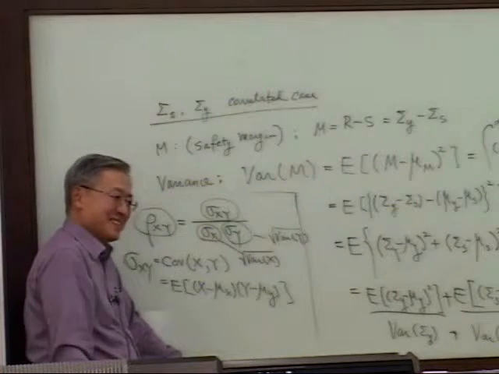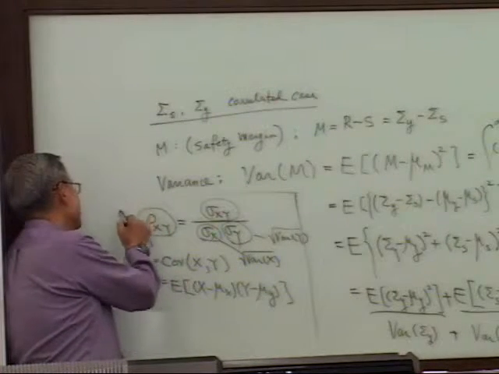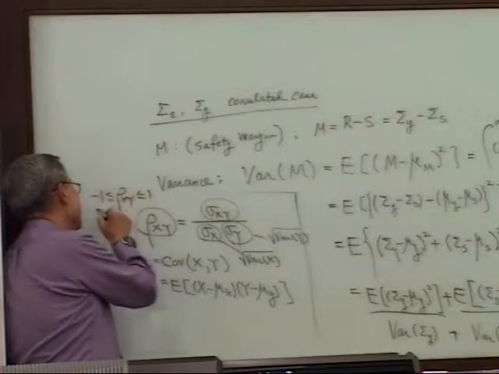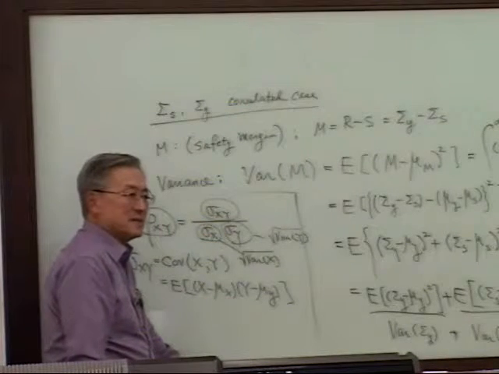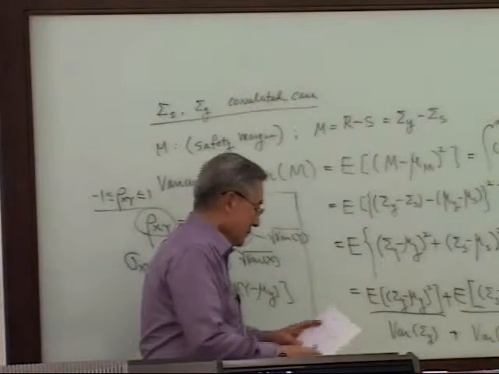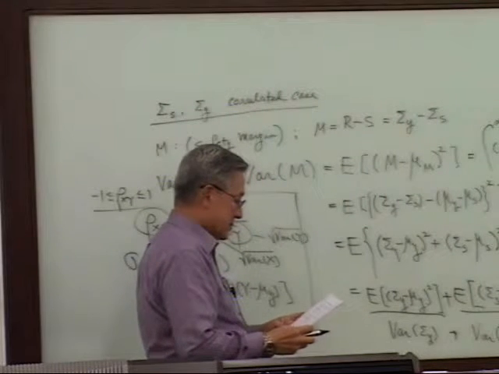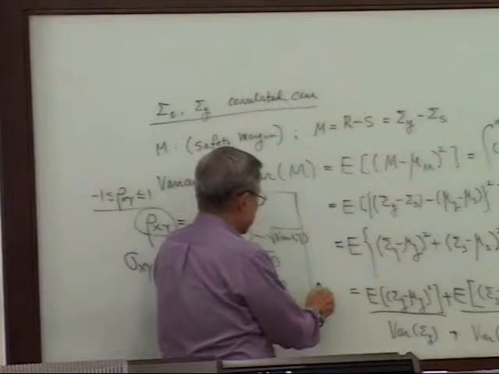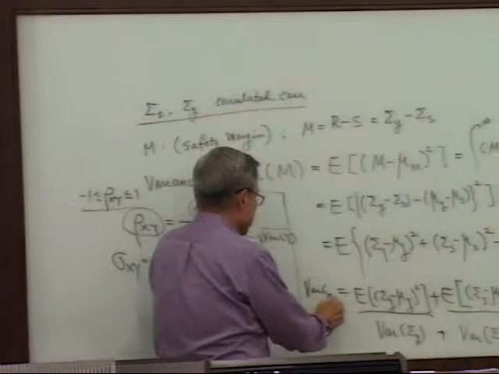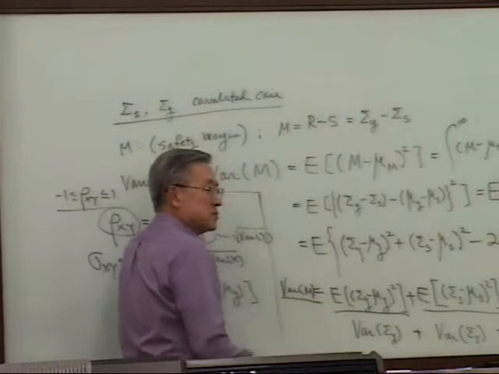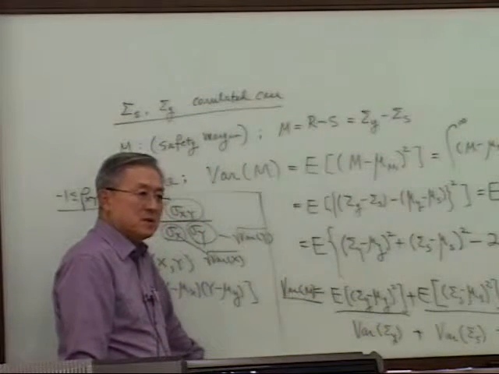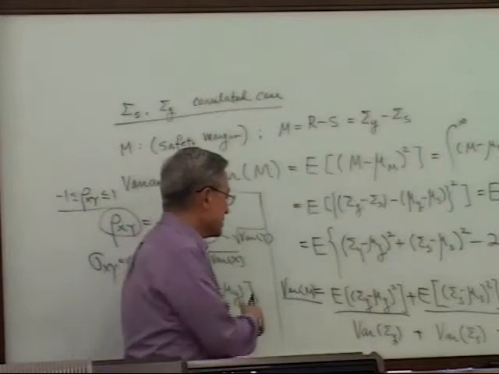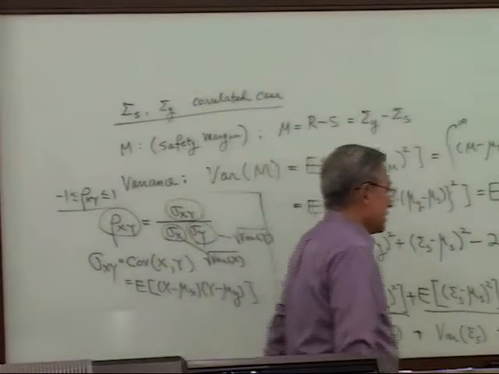But who knows? So the range of rho xy is that. Okay, and so you know the expression. This is the expression for the variance of m. Using the notation m will slowly come into the picture. So this is the variance of m.